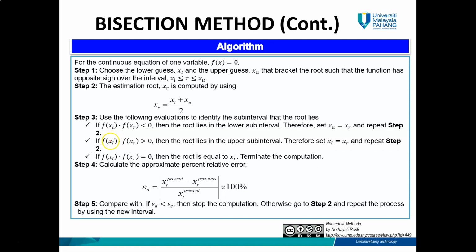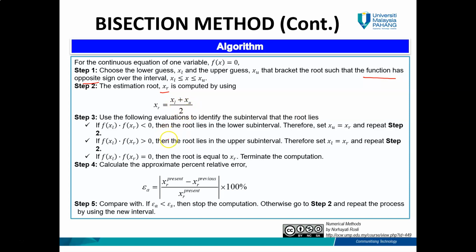When we want to solve by the bisection method in the example, we'll use all the steps here. For step number 1, what you need to do is choose the lower XL and upper XU that bracket the root such that the function has opposite sign. And then once you have XL and XU that make the function have opposite sign, you have to estimate the root XR by using this formula. This formula comes from the incremental search formula, which is XL plus XU divided by 2.